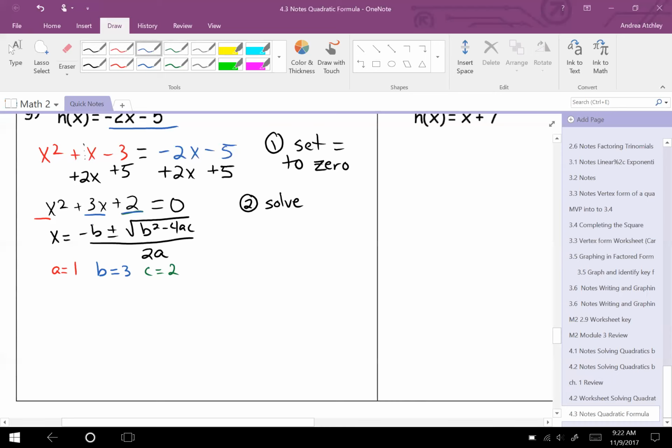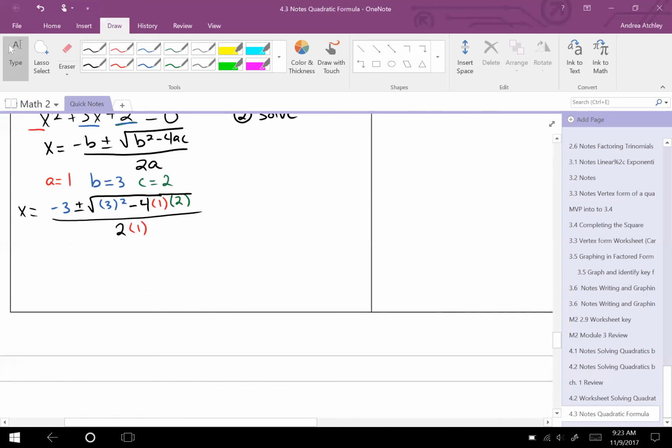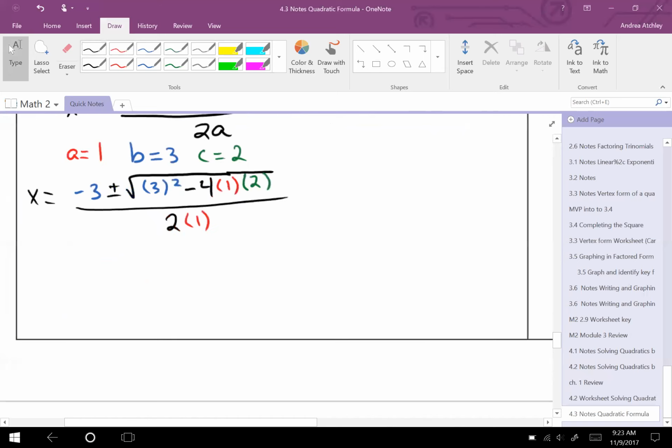So we plug the 3 into negative b, it gives me negative 3, plus or minus the square root of 3 squared minus 4 times 1 times 2, all over 2 times my A value of 1. Okay, we're going to keep going.